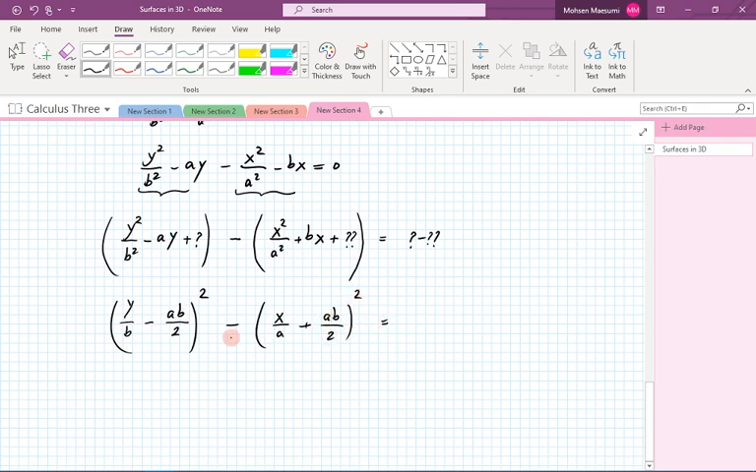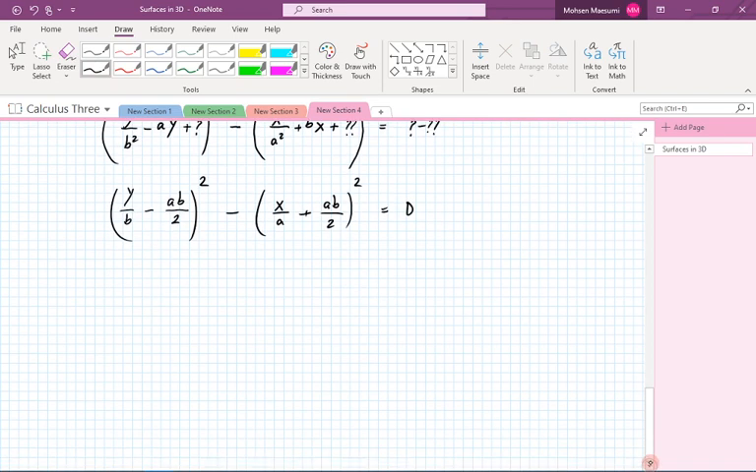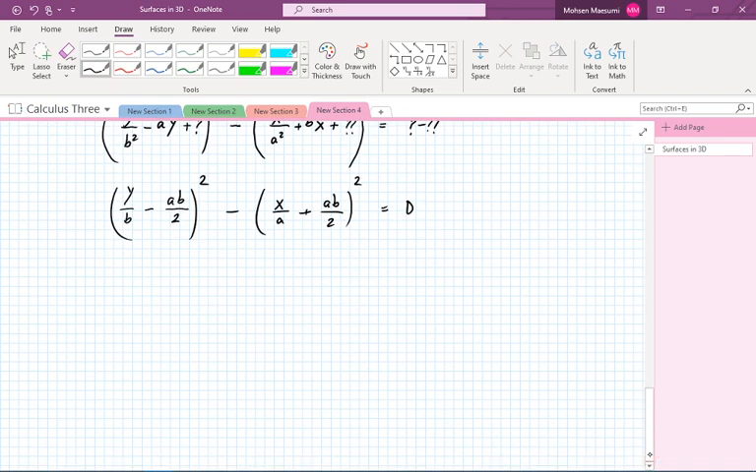So I need to add a squared b squared over 4 here. I need to subtract it here. So when I add and subtract them, on the other side I get just 0. Next question comes up: what is the equation of that?